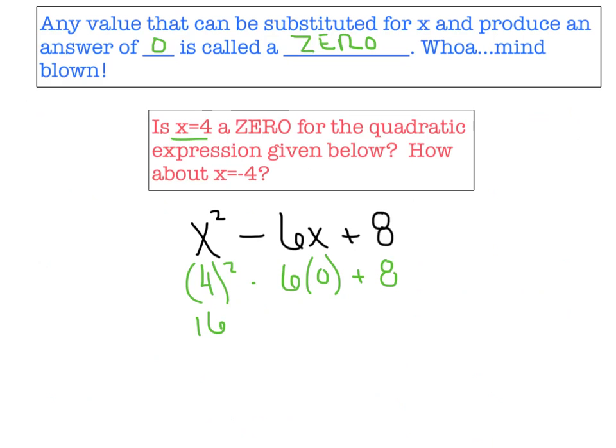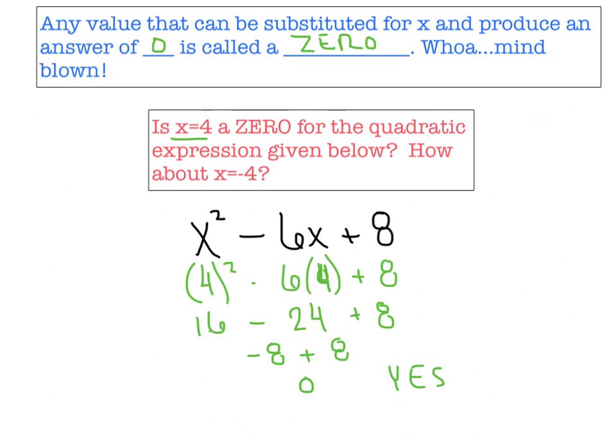So I got a 16. Whoops. Hopefully you caught that. Yeah, you're probably screaming at your computer right now saying, no, that's supposed to be a 4. All right, let's see. 16 minus 24 is going to give me -8. And then if I add those together, I get a 0. So I would say, yes, x equals 4 is a 0.